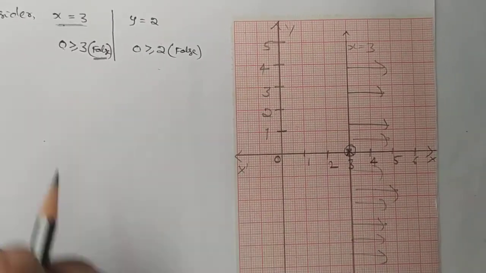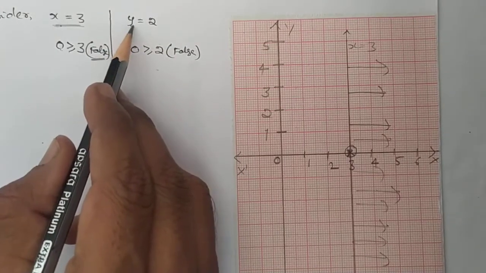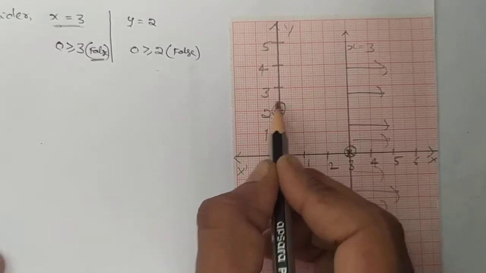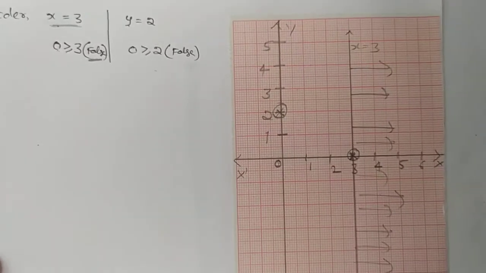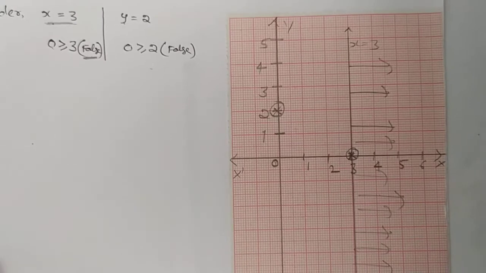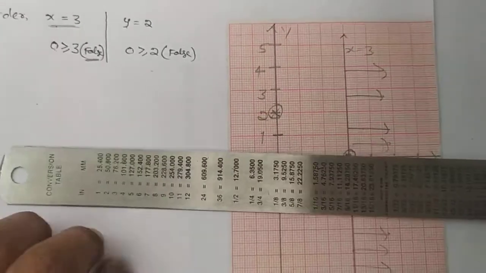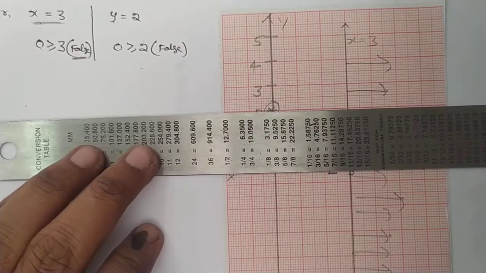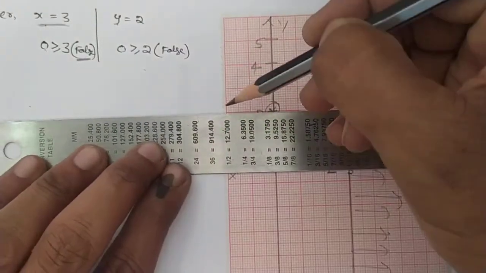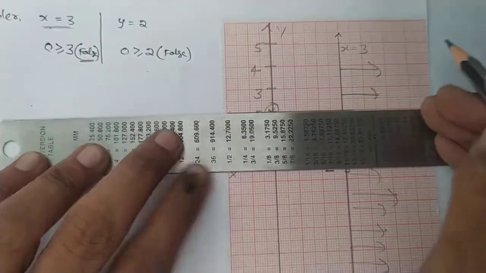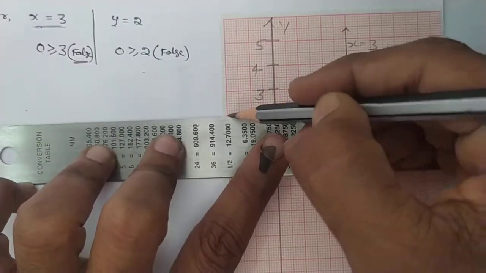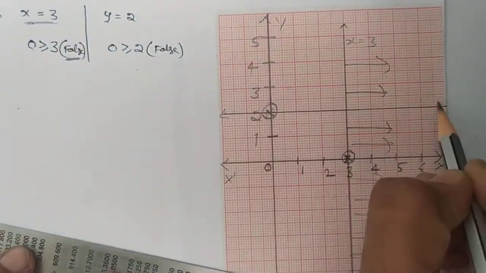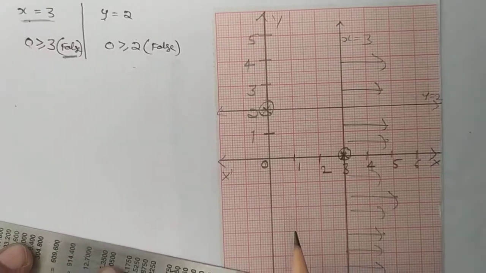Next, similarly, what about y equals 2? Y equals 2 on the y-axis, it is what? Y equals 2, which is a line parallel to the x-axis. Draw that line. Right? It is the line y equals 2.